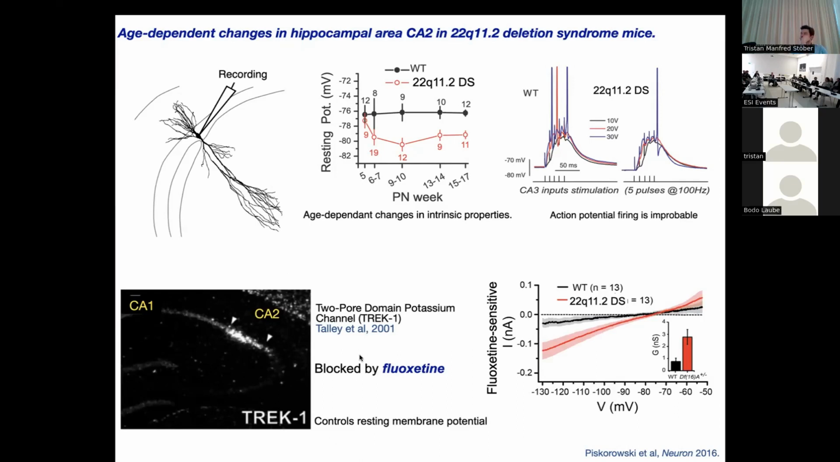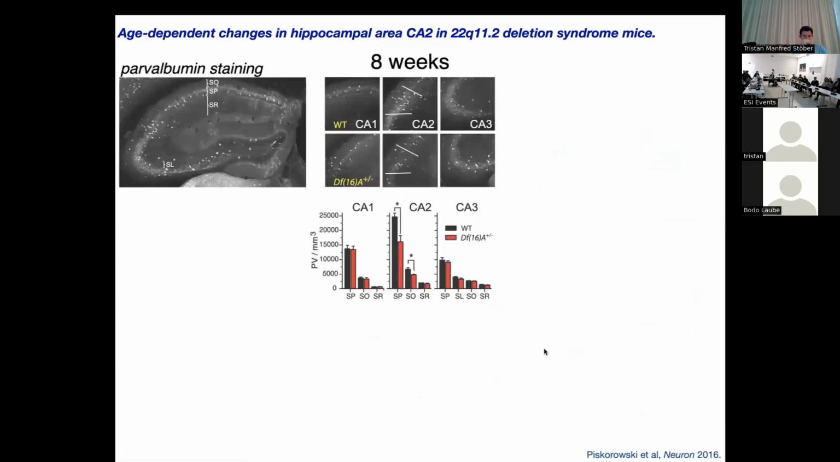But it also is an ion channel blocker used like this. And this ion channel is very active in controlling the resting membrane potentials in many, many cells. And here in this series of experiments, I just showed the fluoxetine sensitive current when applying a ramp of voltage clamp, applying a different ramp of potentials. And you see that the deletion animals have a much, much larger fluoxetine sensitive current. So they have much higher expression of TREK1.